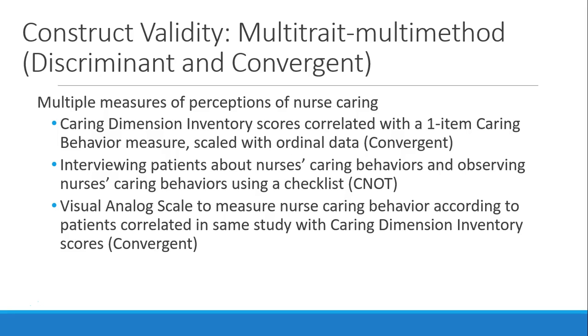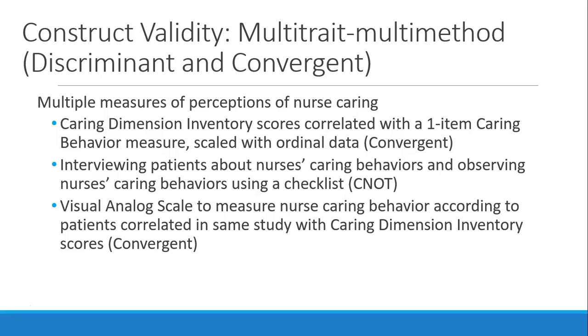So let's say that there are multiple measures of nurse caring. The caring dimension inventory score is correlated with a one-item caring behavior measurement, and that's just one item. And they basically had that as an ordinal scaled item, and they found that in fact there was convergent validity. Also, interviewing patients about nurses' caring behaviors and observing their behaviors using a checklist, you could compare the CNOT instrument.